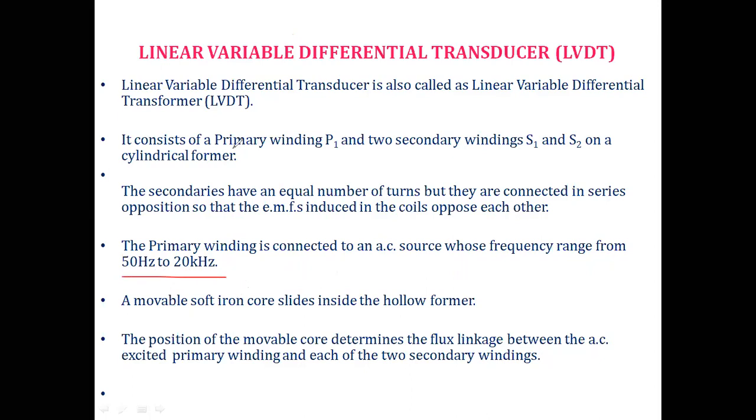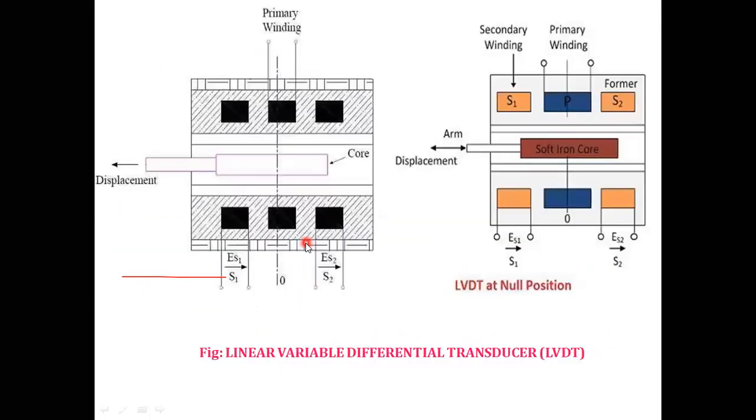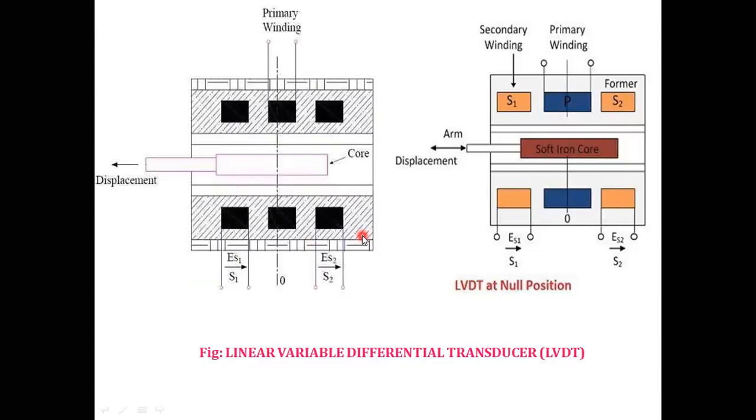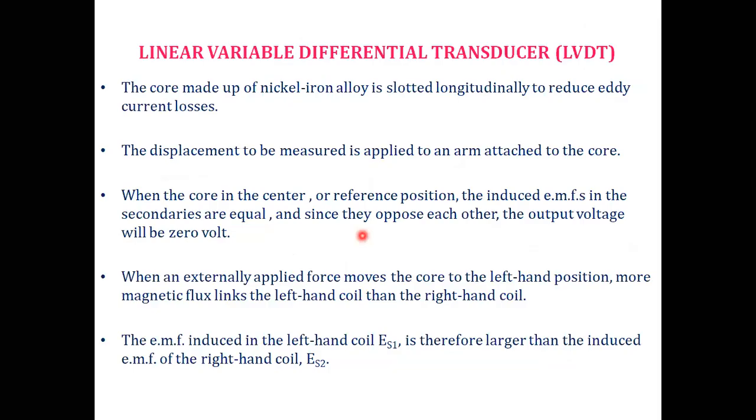We know the movable soft iron core slides inside the hollow former. The position of the movable core determines the flux linkages between the AC excited primary winding and each of the two secondary windings. The flux linkage takes place between this primary winding as well as these secondary windings. This is about the construction part.